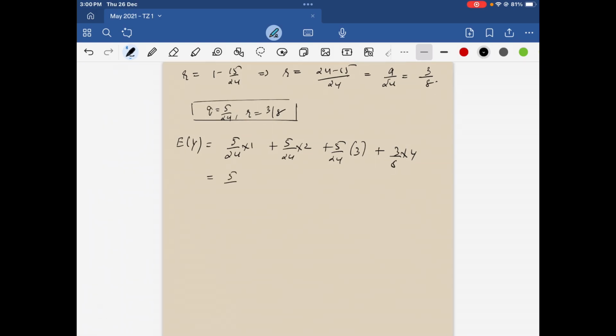It is 5 plus 10 plus 15 over 24 plus 4 3s are 12 over 8. So this will give me 5 plus 10 plus 15 plus 8 3s are 12, 3s are 36, and this will give me 66 over 24, which is 11 over 4. So that is the final answer to calculate the expected value of Y.